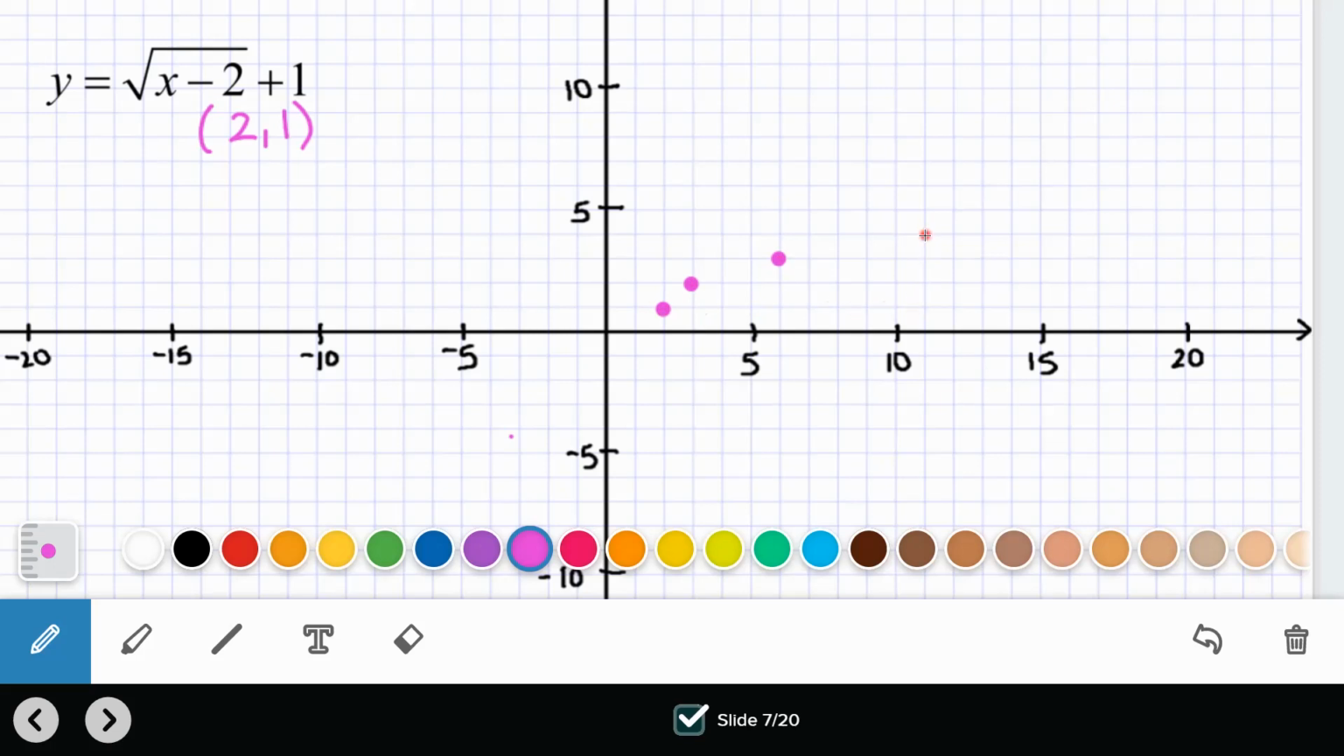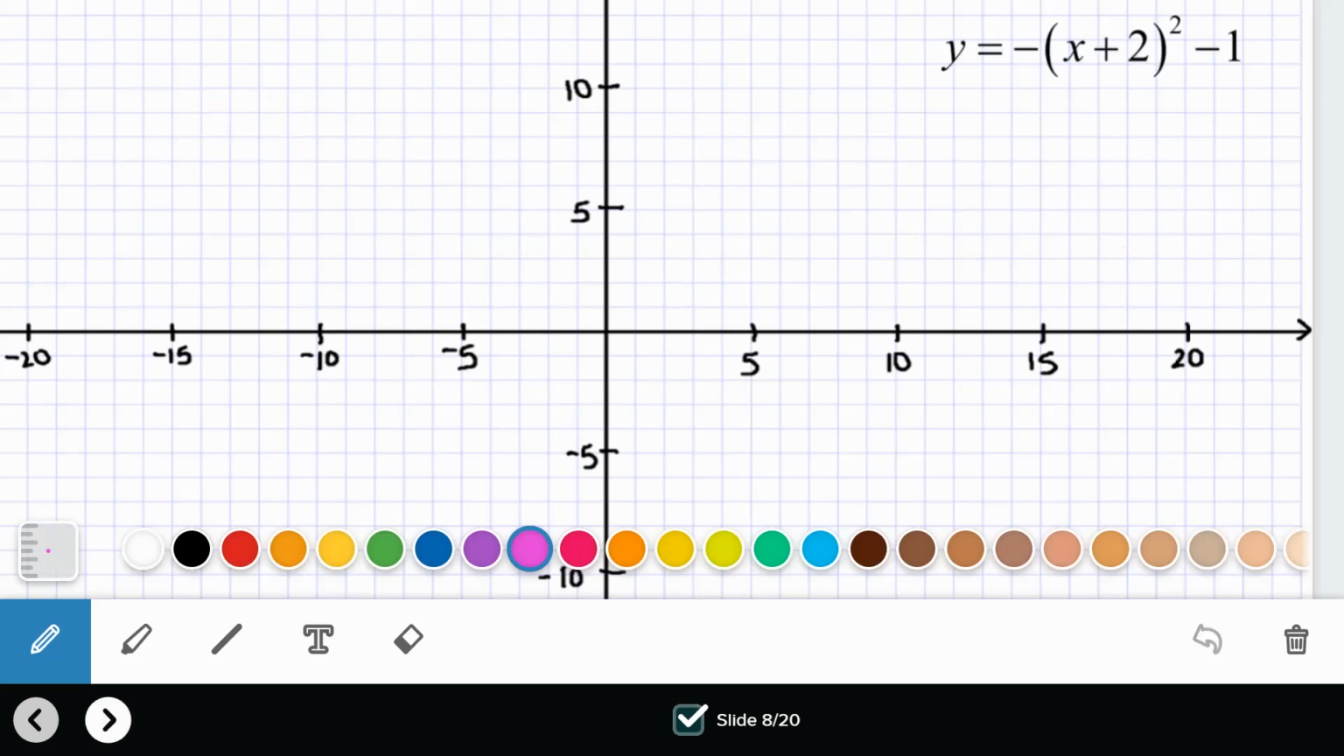1, 2, 3. That was 9, 16. So 10, 11, 12, 13, 14, 15, 16. And the square root of 16 is 4. So 1, 2, 3, 4. And then I'm going to have my graph. And that's my square root.